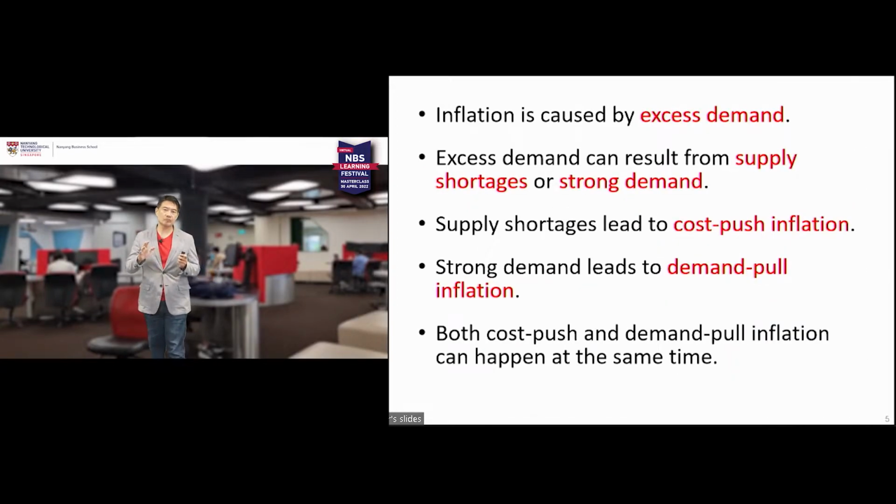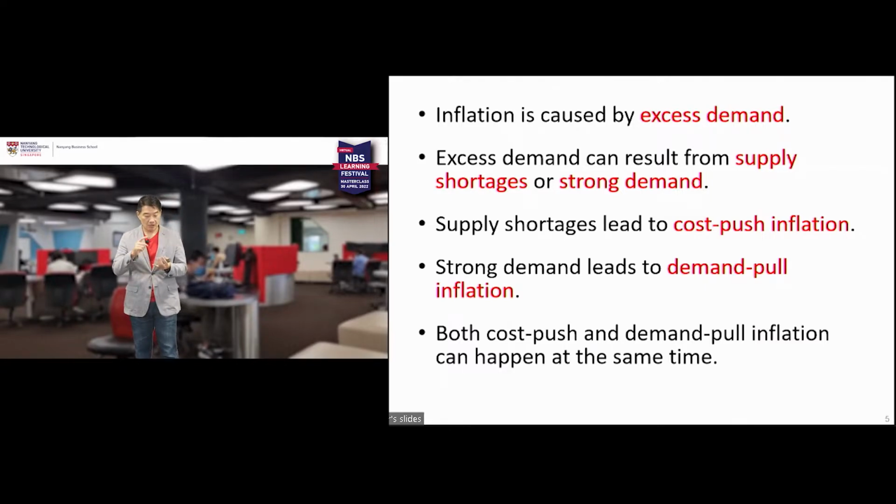So what causes inflation? Well, very simple. Inflation is actually caused by excess demand. So what is excess demand? Excess demand just means that you have more demand than supply. When you have more demand than supply, people start to rush out to buy because there are shortages, not enough supply to meet demand, and so people beat up the price of goods and services to get them.